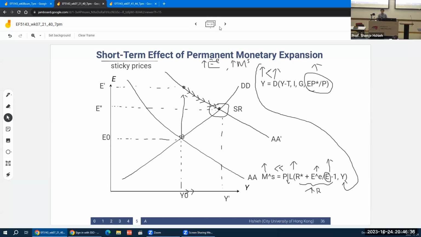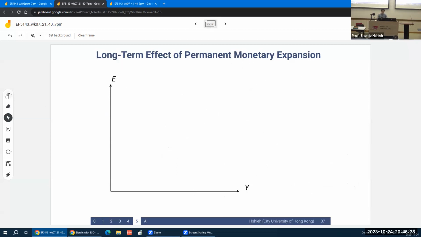Now the difference between that and the long-term case is we now have flexible prices, and E hat E matters. Change is persistent.